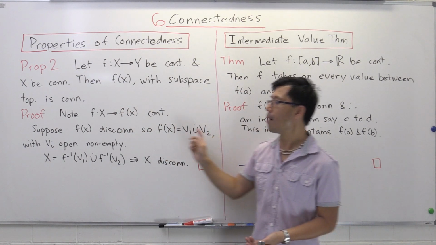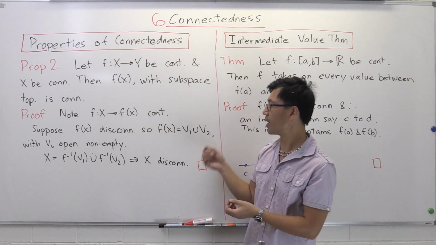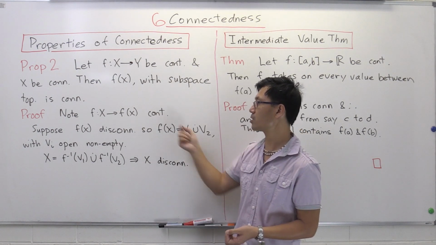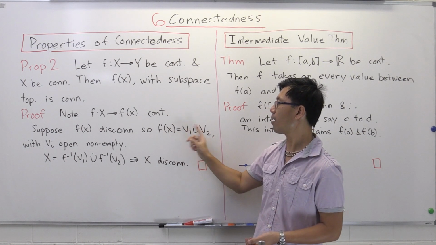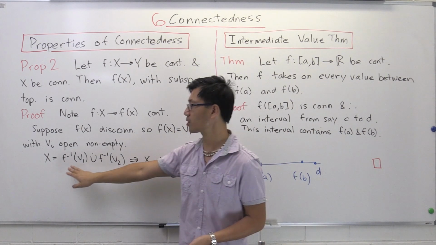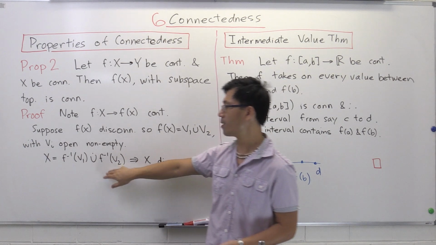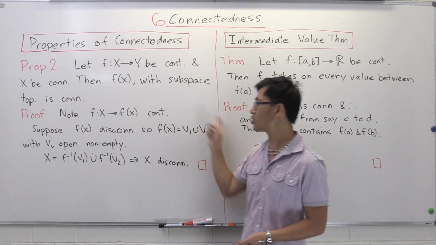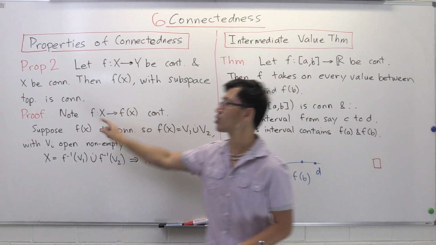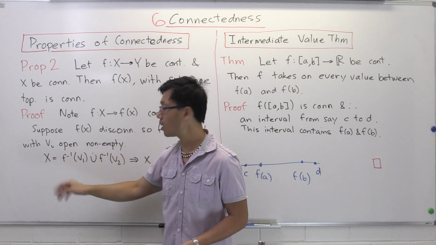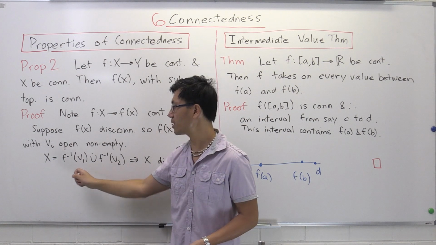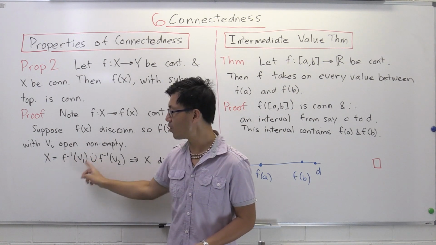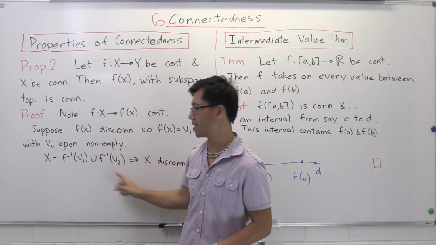Remember, when you look at the inverse image, that preserves unions and intersections. So let's look at the inverse image of V1 and the inverse image of V2. Its union is of course the inverse image of the whole thing, f of x, which is all of X. So now you've expressed X as a union of two sets, and since these are inverse images of open sets, these are open sets here.